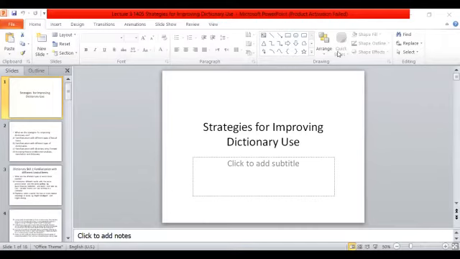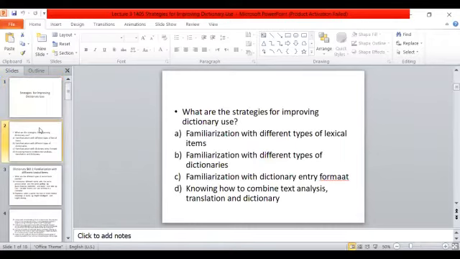Strategies for improving dictionary use. What are the strategies for improving dictionary use?